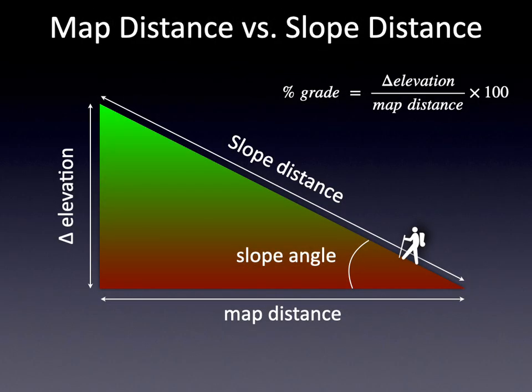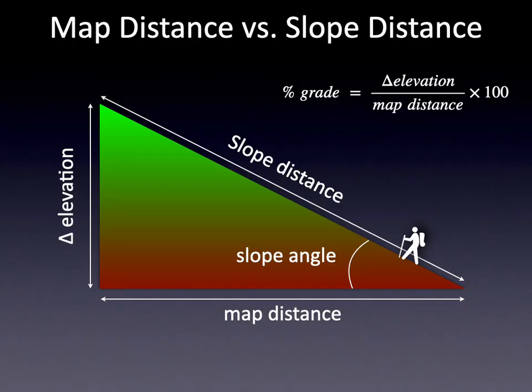In a simplified cross section here with our hiker going up an inclined slope, you can see that the slope distance is always longer than the map distance. And the two are related by the slope angle, that is how steep the slope is. Now, another common measure of steepness is percent grade, and that is the change in elevation, or the vertical difference in this triangle, divided by the horizontal distance, or the map distance. And the percent grade is just that ratio times 100.